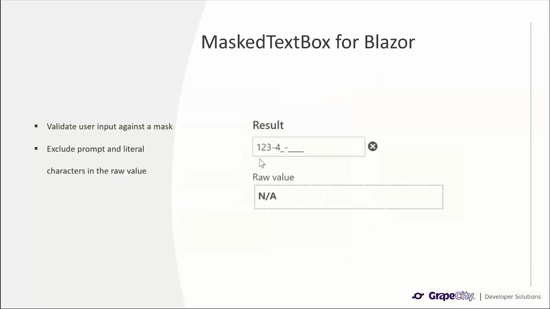Next, we have the new Blazor mask text box. This is pretty standard, but oftentimes absolutely necessary. And who wants to program one of these on their own? With a mask editor, you can prevent users from entering invalid inputs. And of course, it skips over literals when saving the data back to the data source.